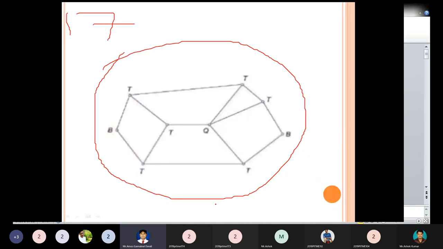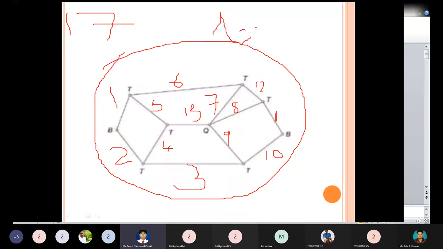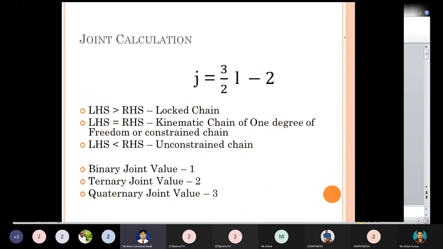How many links are there? Can you count? 1, 2, 3, 4, 5, 6, 7, 8, 9, 10, 11, 12, and 13 here. So the L value is 13. Do you understand? J value, I told you how to calculate. How should I calculate L? I just have to count the links. You understood it? So L is equal to 13. Clear? So we are just going to move forward.